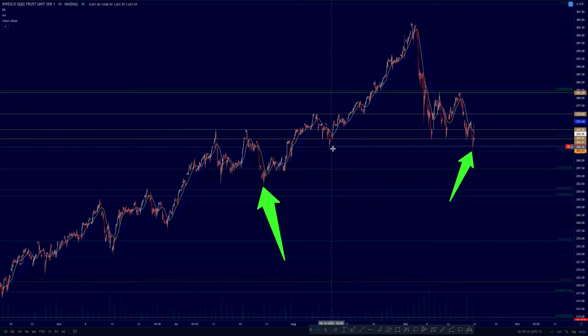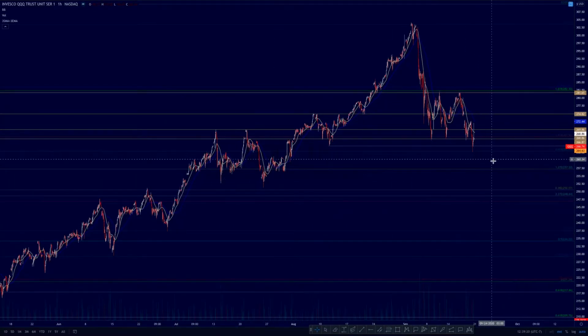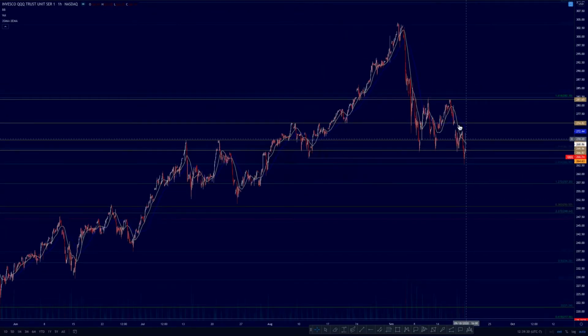We broke this low, and this was to maintain the higher low, but we broke it. So I think we might continue on to the downside to test 1.272 and still might maintain that higher low trend. But overall, it's just looking ugly.